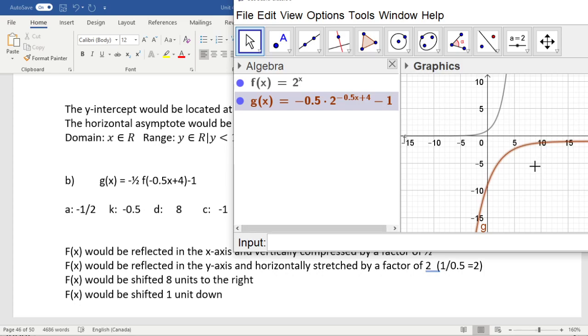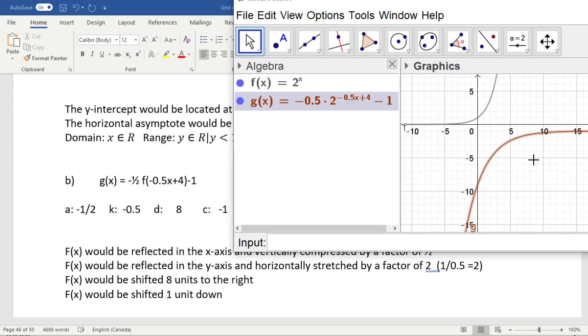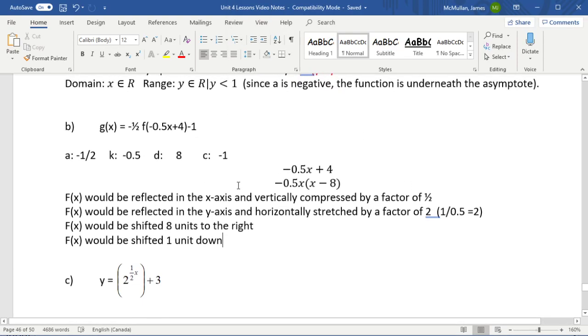Now shifted over by 8 units, that's very hard to tell on a graph like this. There's nothing we can really do here except check by subbing in a point and seeing if it works. So let's sub in a point. We know (0, 1) would be on the original. If we did this right, then (0 over k plus d, 1 times a plus c) should be on the new graph, and you can see that it is. So, I know I have this right.